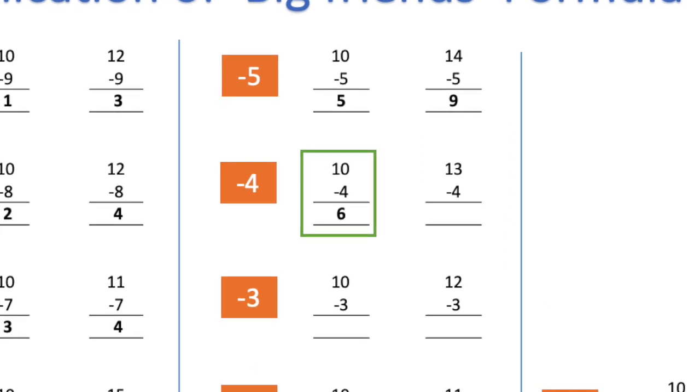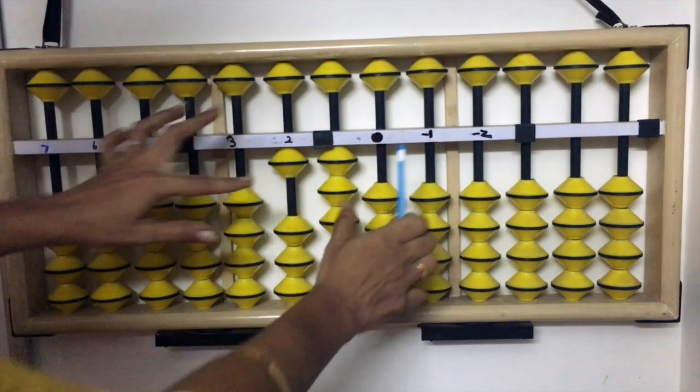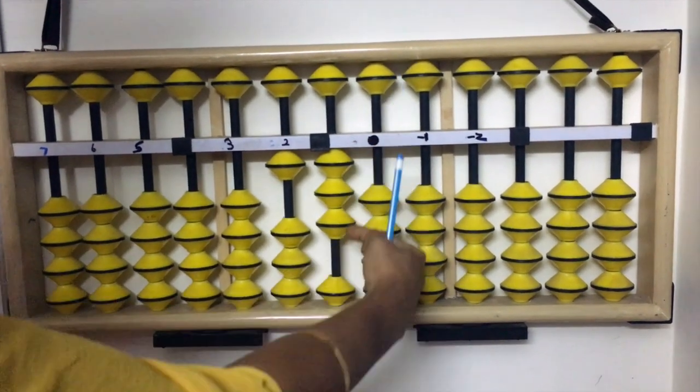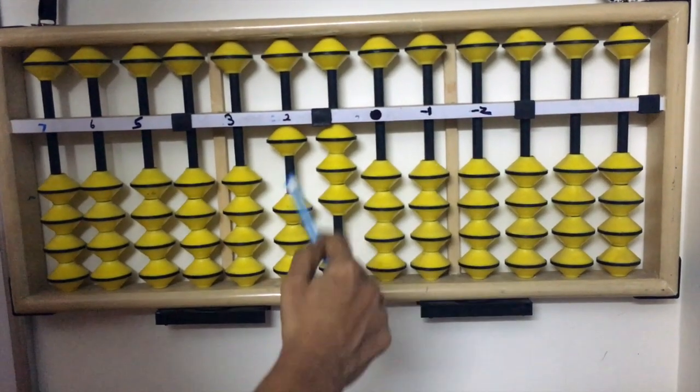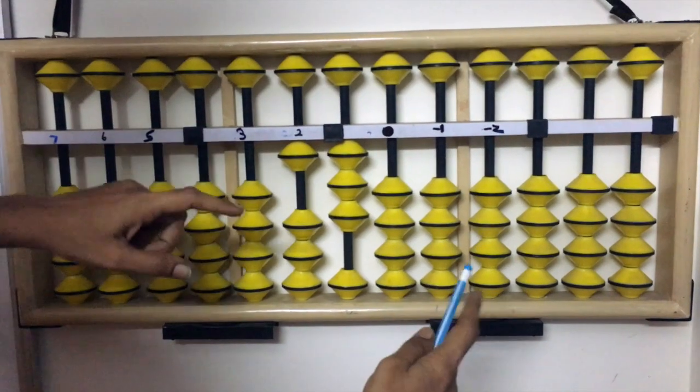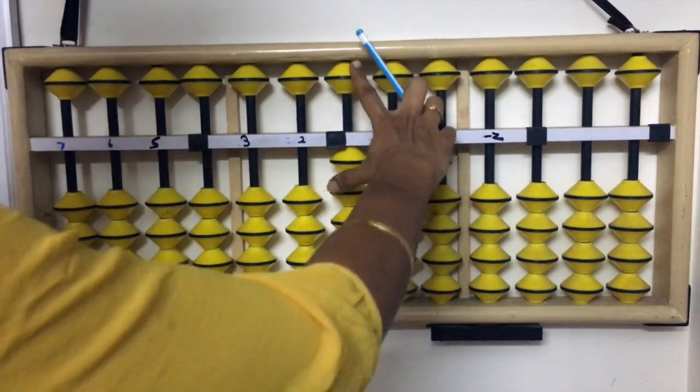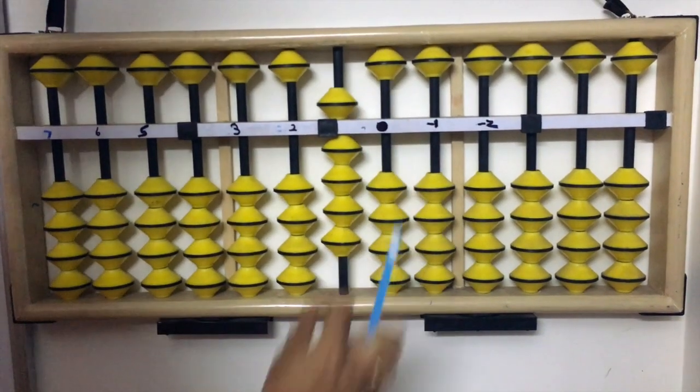Next, 13 minus 4. To do minus 4, we can't do directly, and also plus 1 minus 5 is not possible. So think of the big friend. Big friend of 4 is 6. Minus 10 plus 6. So the answer is 9.